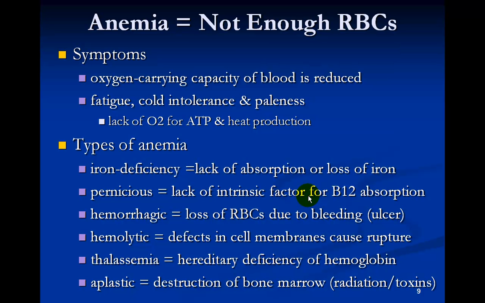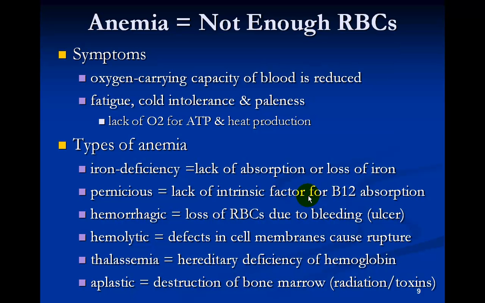One is iron deficiency, and this is either a lack of absorption of iron into the red blood cells and hemoglobin, or a loss of iron. Oftentimes this is caused by lack of iron in your diet, and you get iron from either red meat, or from dark green leafy vegetables like spinach.